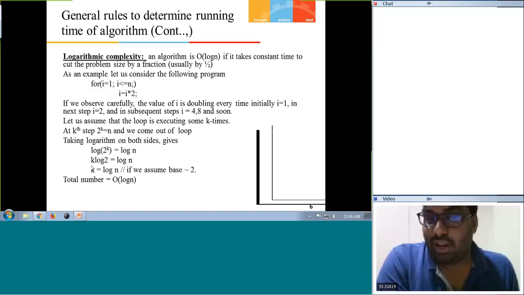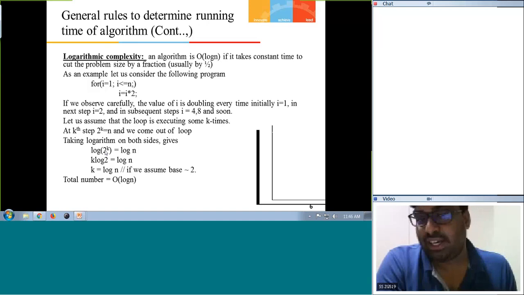See, remember, this k log 2 is a part of log x to the power of y, which can be written as y log x. So you can simply write k log 2, which is logarithmic. Since I am using base 2, log to the base 2 is 1. So k becomes log n.